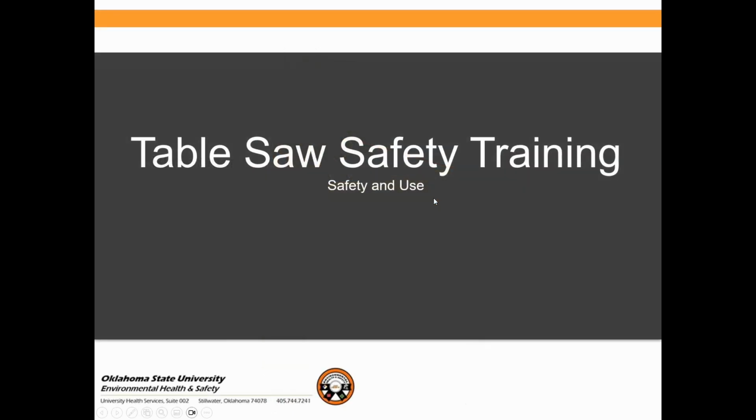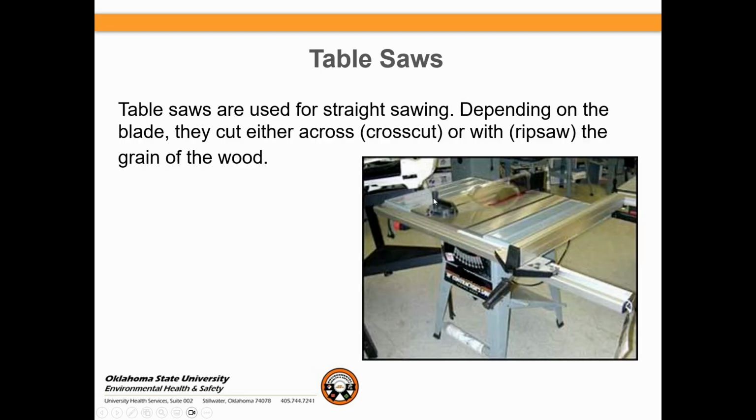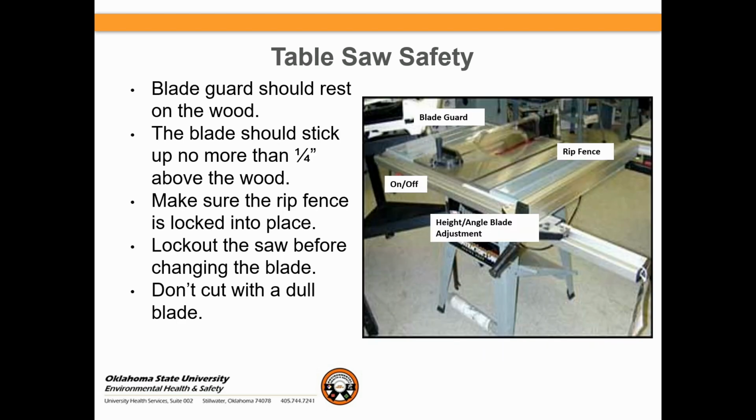The table saw safety training. We do have table saws that are out there. Just some basic facts to remember on this. Table saw is used for straight sawing. Depending on the blade, they could use cross cutting, or they could actually have what they call a rip blade. And here's the other thing too: you always make sure that you always cut with the grain of the wood itself. Don't ever try to cut across from it. Try to cut as much as you possibly can with the grain of the wood.